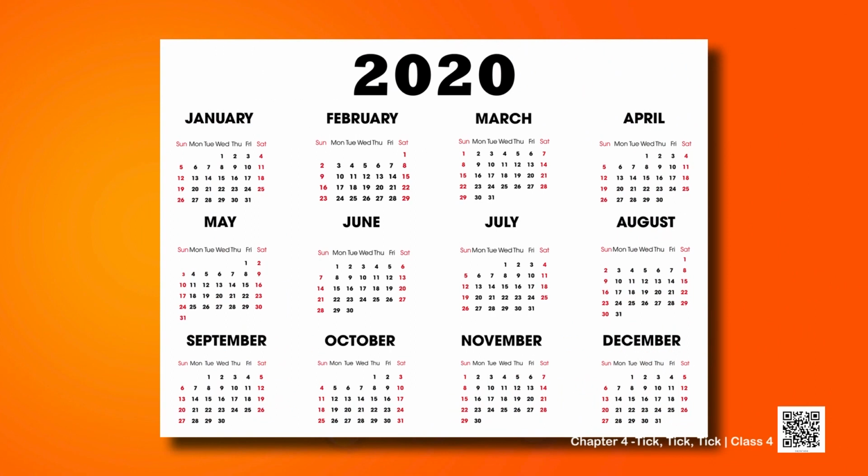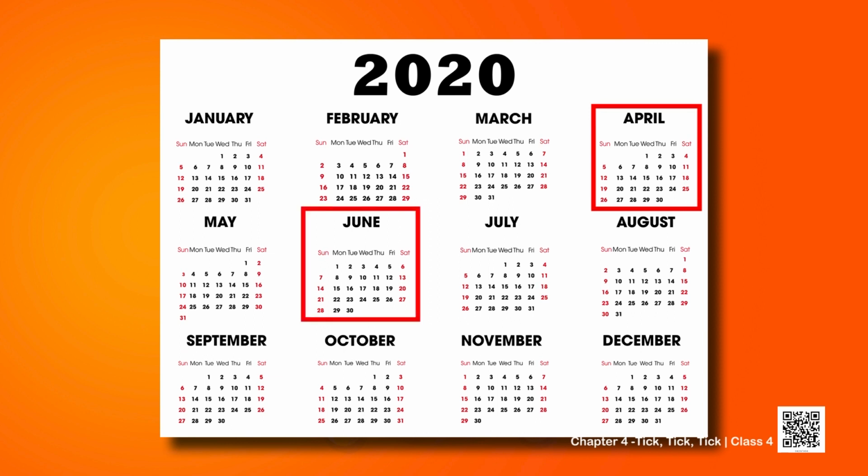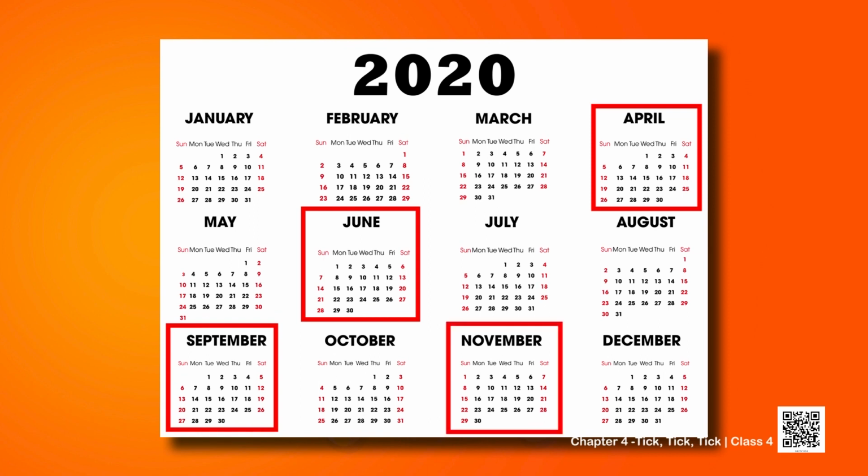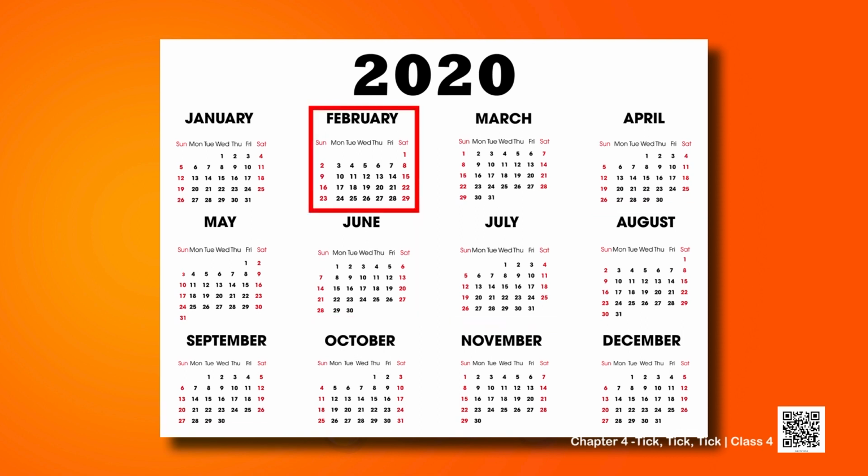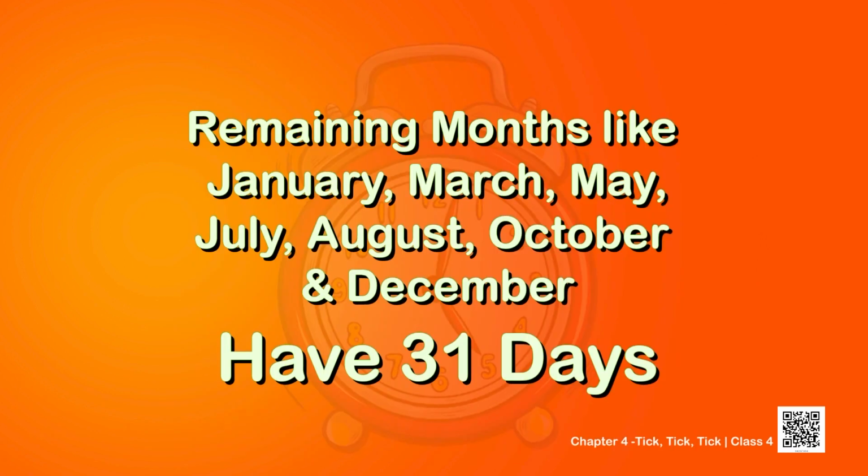Now, look at this calendar. Which of these months have 30 days? Yes, you are right. April, June, September and November. Okay, now tell me, which is the shortest month? Correct, February. What about the remaining months? All of them have 31 days.